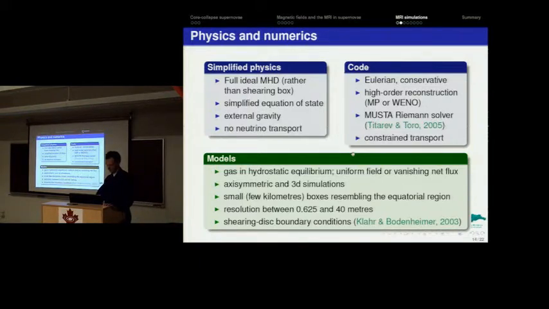Initially in hydrostatic rotational equilibrium, endowed with a uniform field or a sinusoidally varying field with a vanishing net flux, done in 2D axisymmetry or 3D. Now, these are basically the results. This shows you the temporal evolution.